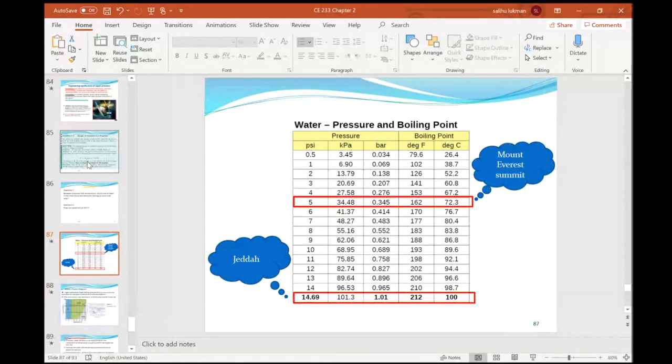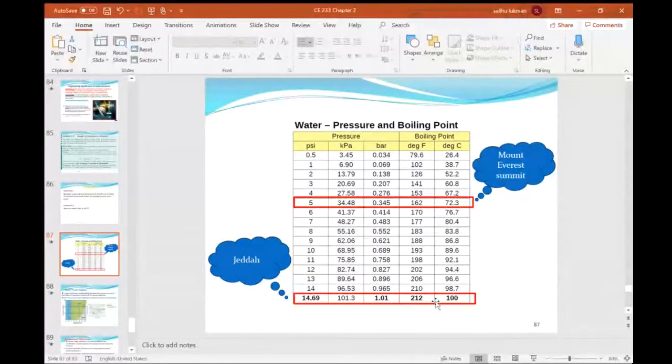Now, water pressure and boiling. Okay. This is Mount Everest. Yeah, this is Jeddah. Like in Jeddah, it's atmospheric pressure, so water boils at 100 degrees Celsius. 1 bar is approximately equal to 1 atmosphere. Okay, so this is the boiling temperature of water in degrees Celsius, and this is the pressure.